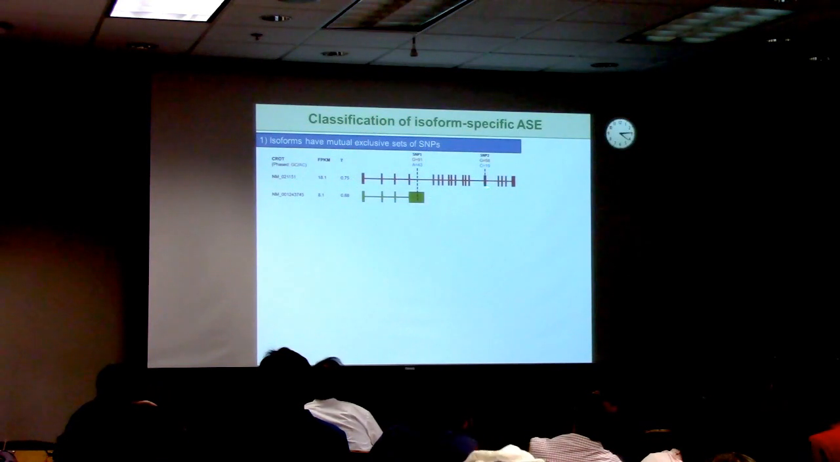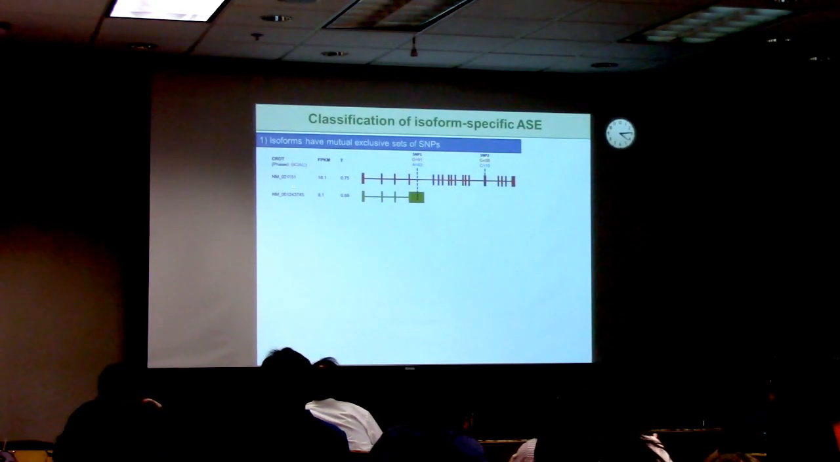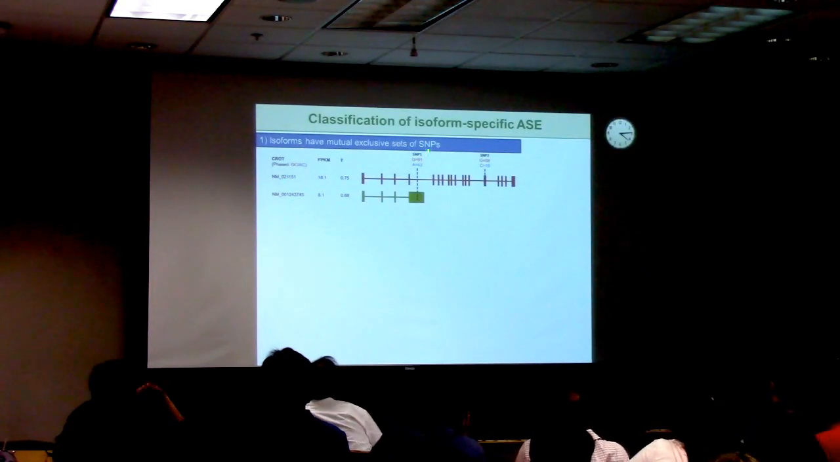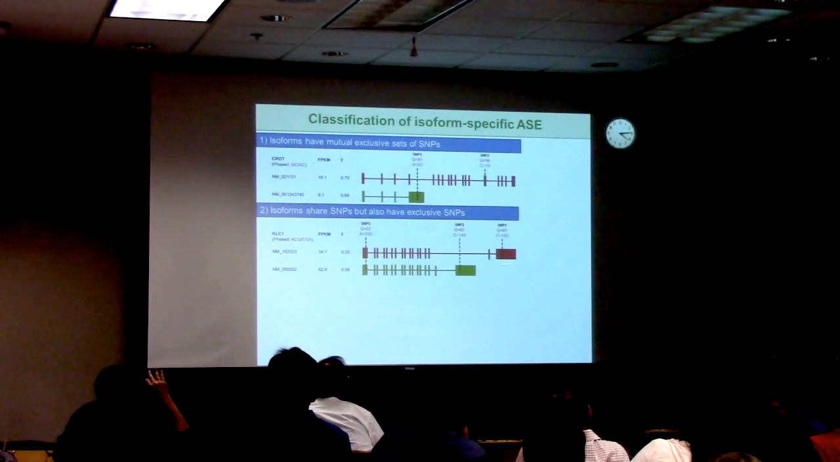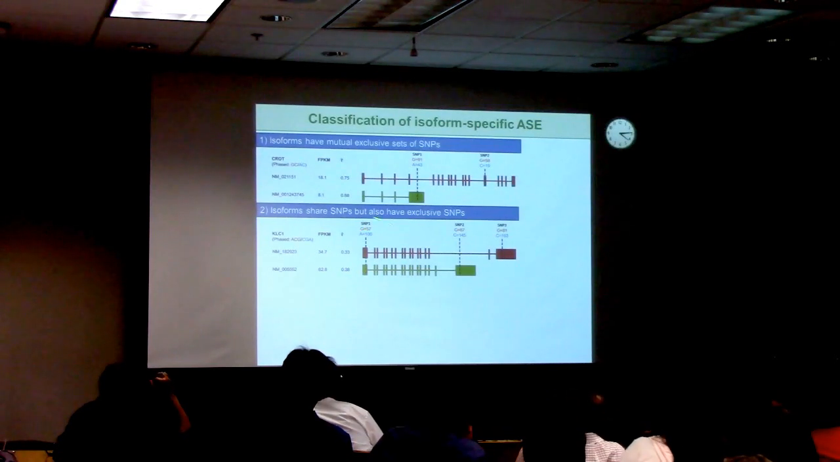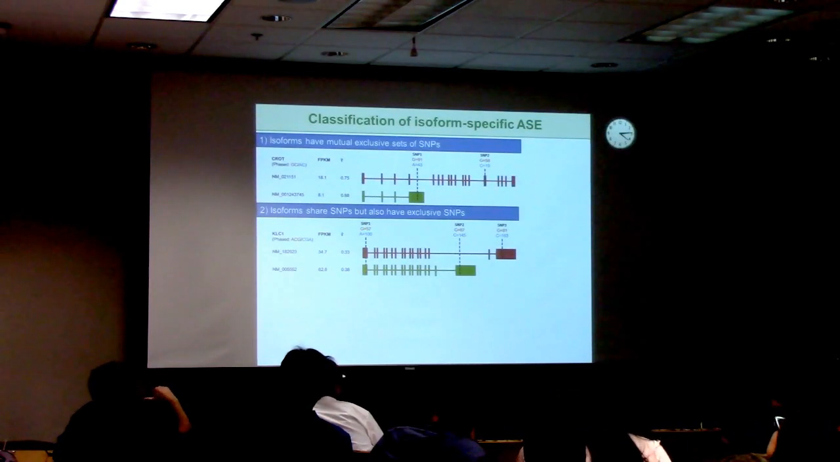In this example of the gene CORT, we have 2 SNPs and 2 isoforms. Each one expresses some exclusive SNP. The first isoform expresses SNP2, the second isoform expresses SNP1. So in this case, we just use simple math to calculate the allele-specific expression. However, in this one, it becomes more complicated. They have some exclusive expression of SNP2 and SNP3, but they also share SNP1, right? Then you need a more complicated method to do that.